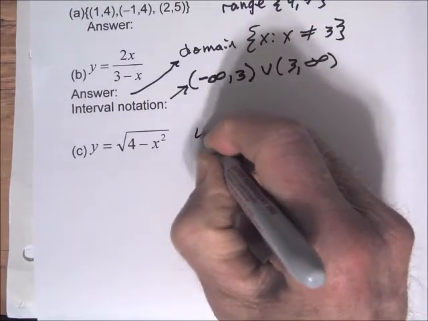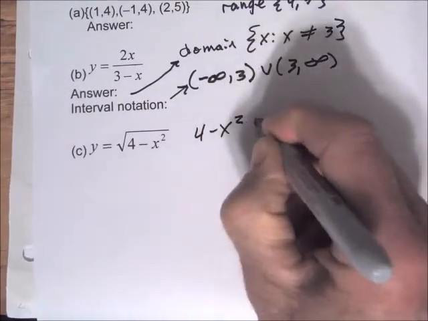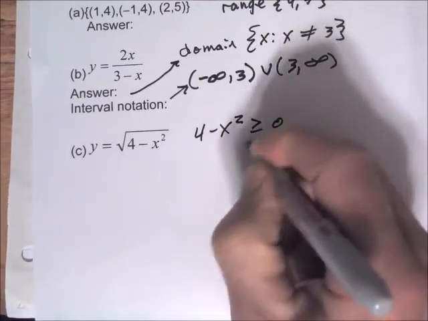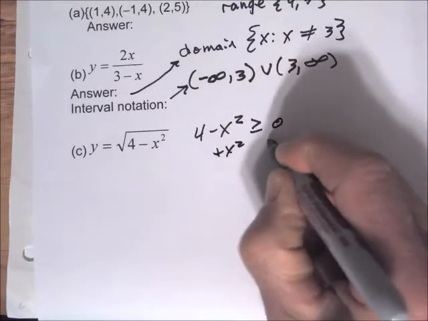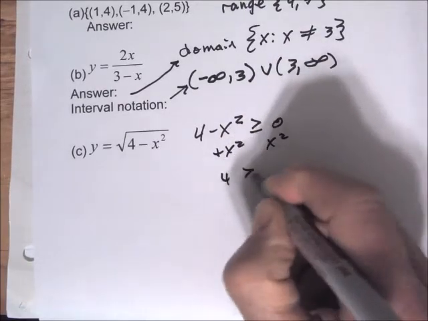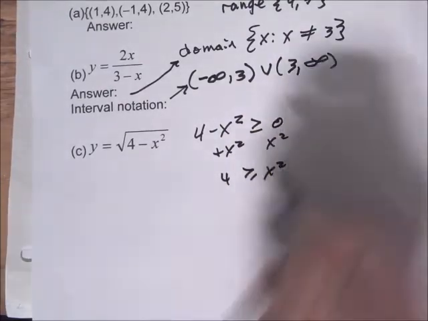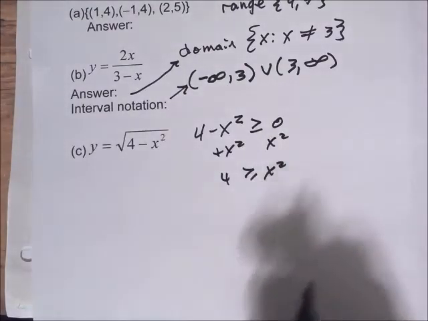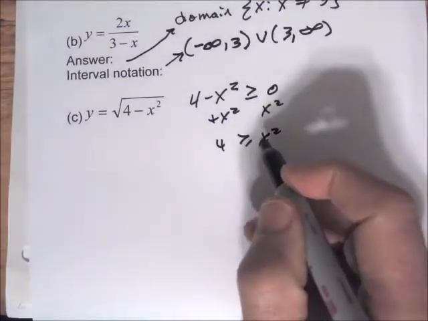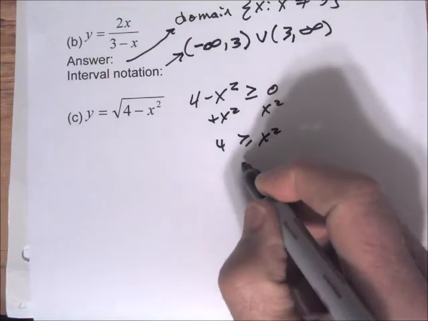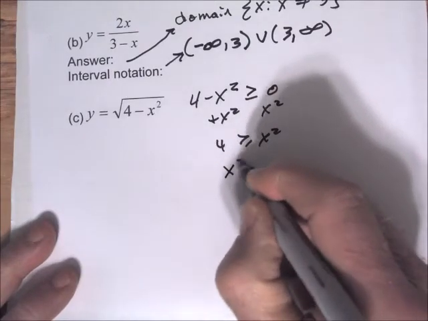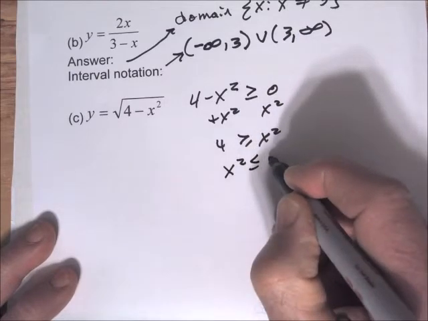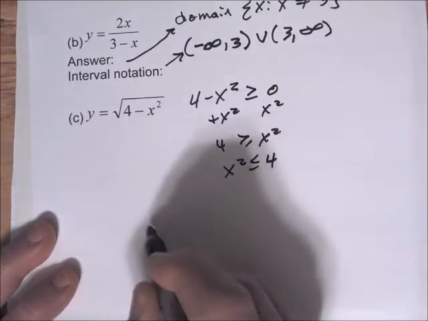So 4 minus x squared has to be greater than or equal to 0. If you add x squared to both sides, that means that 4 has to be greater than or equal to x squared. And so that means that x squared has to be between 2 and negative 2. So we can usually write the letter on the left. So we can write this as x squared less than or equal to 4.